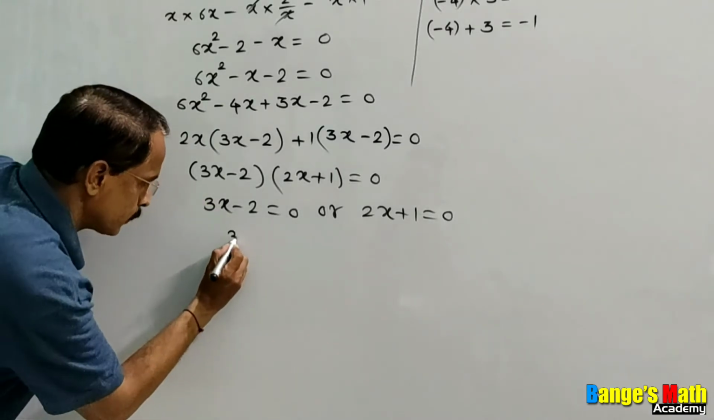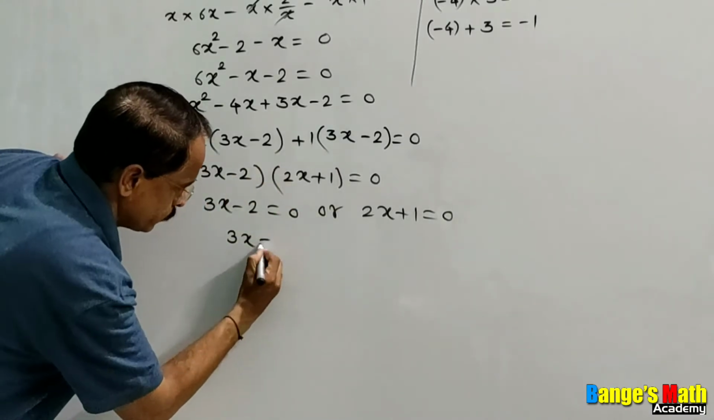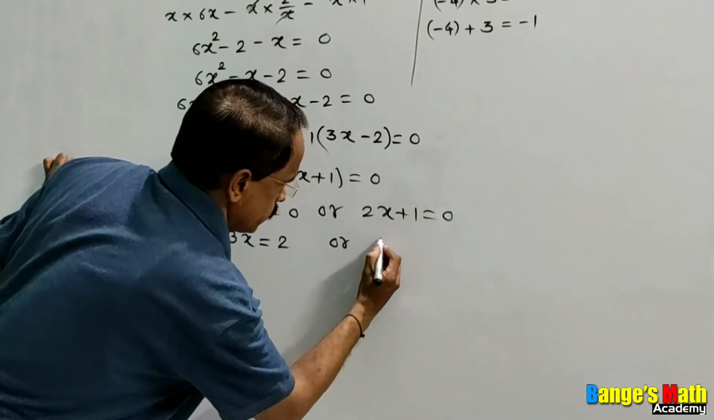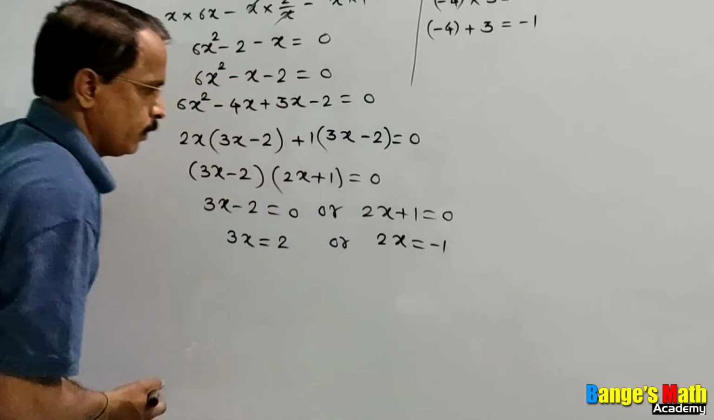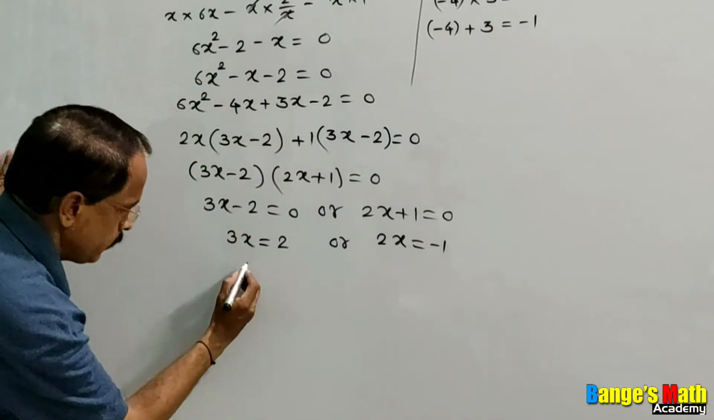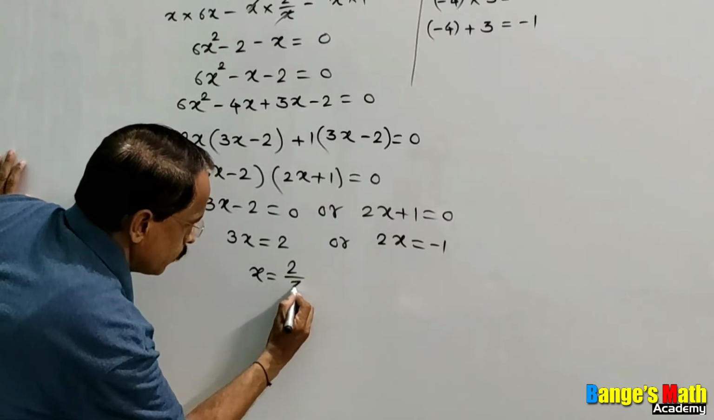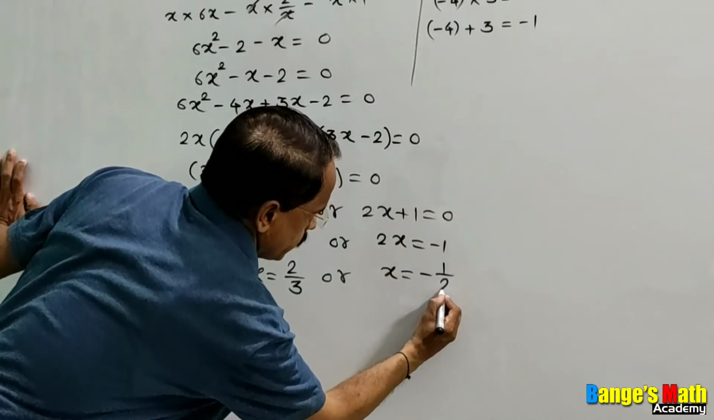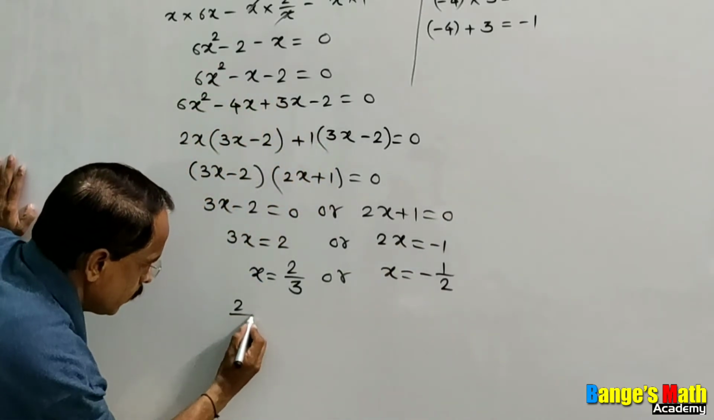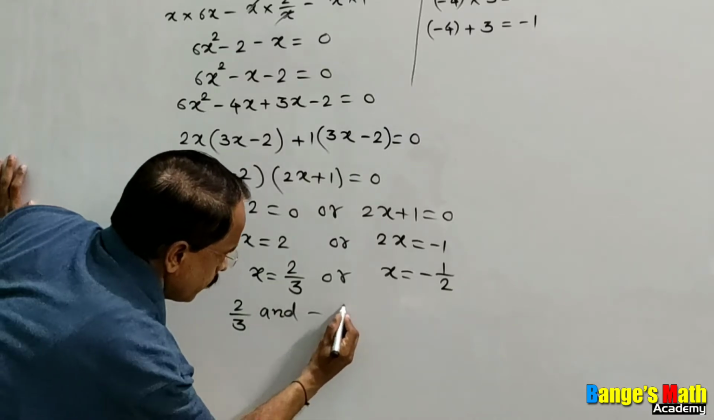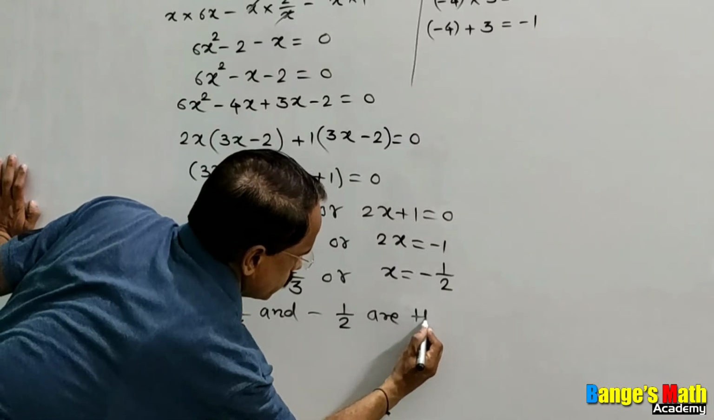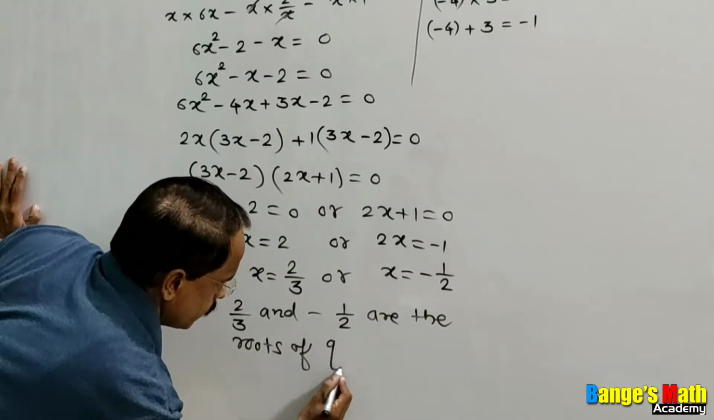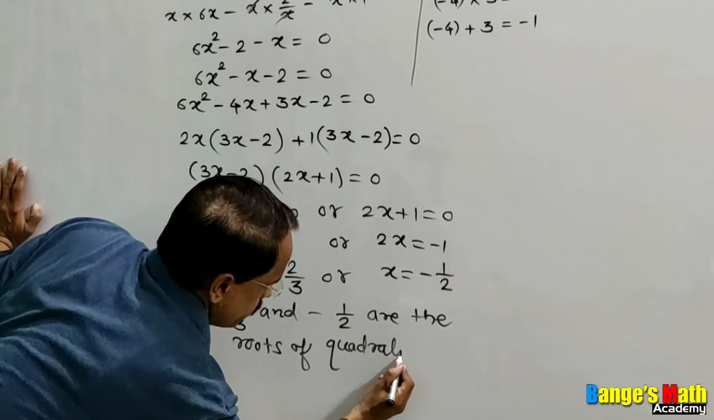Then simplify. 3x, transfer minus 2 to RHS: 3x is equal to 2, or transfer plus 1 to RHS: 2x is equal to minus 1. Then transfer 3: x is equal to 2 upon 3, or x is equal to, transferring 2, minus 1 upon 2. So 2 upon 3 and minus 1 upon 2 are the roots of the given quadratic equation.